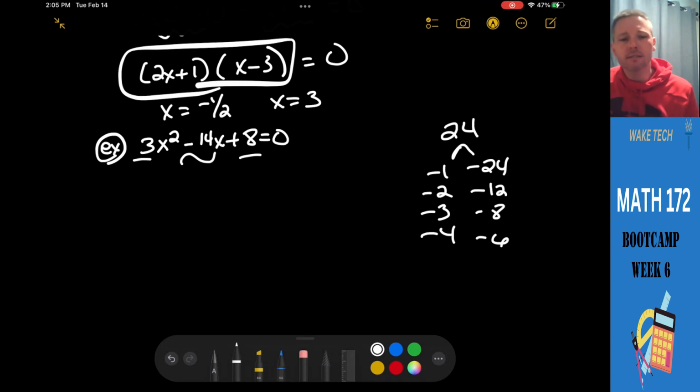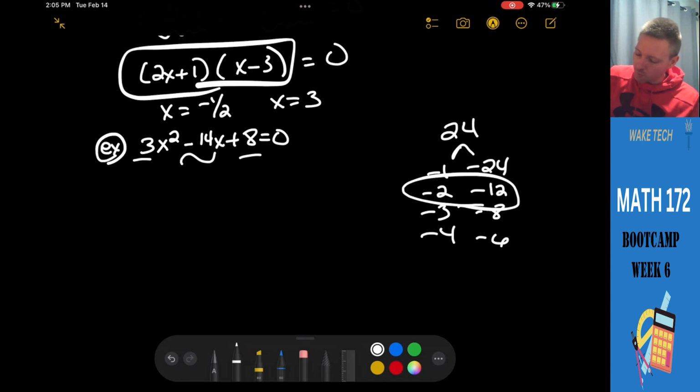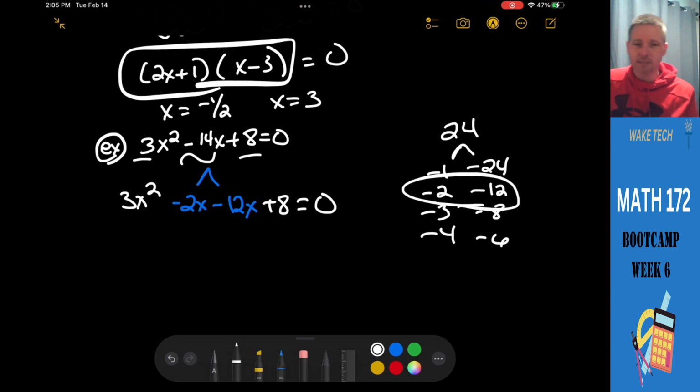So these are our options. The pair that adds to -14 is -2 with -12. So what we'll do is separate that -14x into -2x minus 12x plus. We're going to keep the first term and the last term the same, and then we'll use grouping to complete this, to wrap it up.